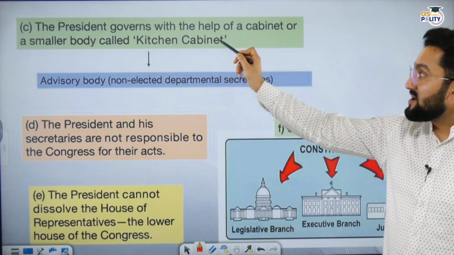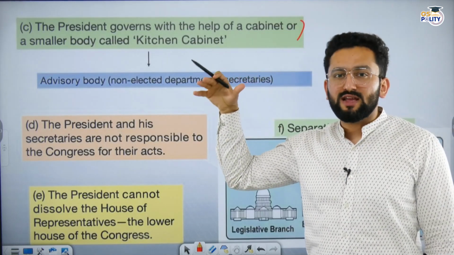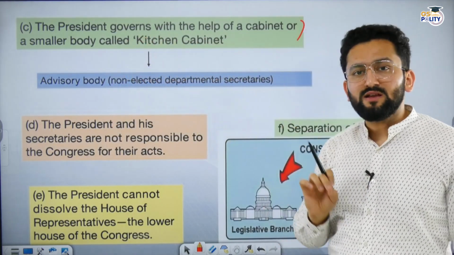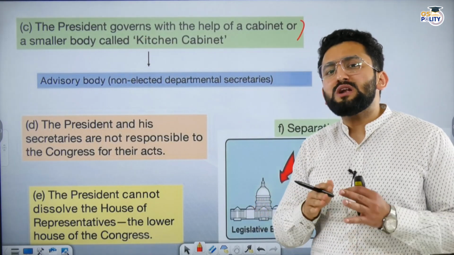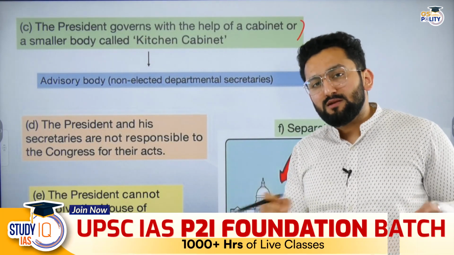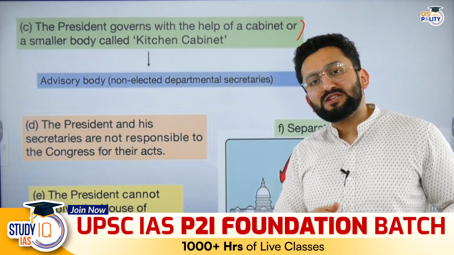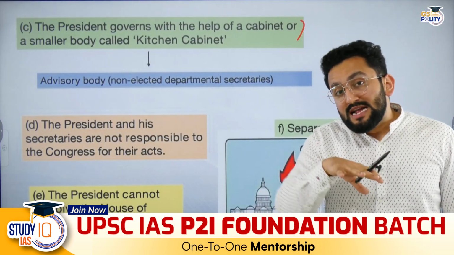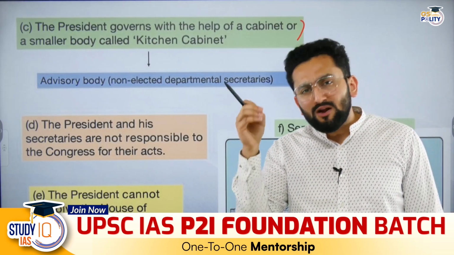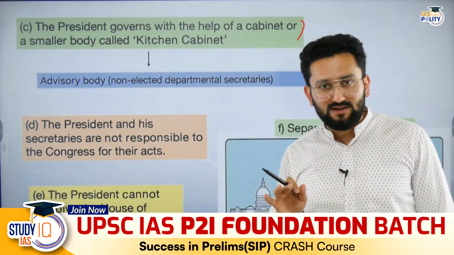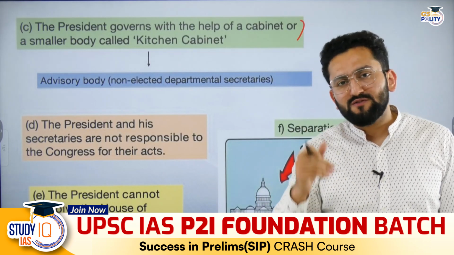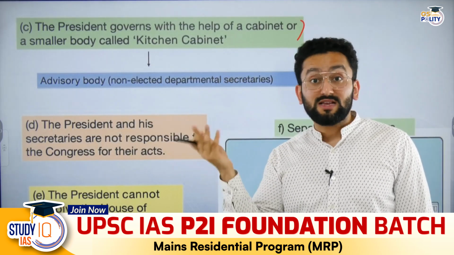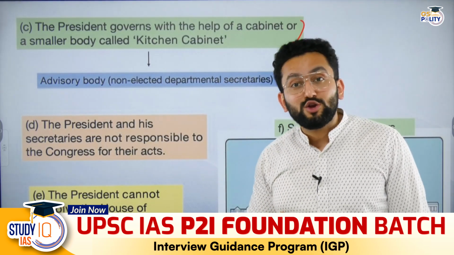The president governs with the help of a cabinet or a smaller body, the kitchen cabinet. We are talking about the presidential form of government. First of all, you should be clear that when it comes to the cabinet, there is no double membership there. The ministers there, for example, the Secretary of State for Defense, are not necessarily part of Congress or the Senate. Take the example of Trump. He picked some CEOs of top MNCs as part of his cabinet. This can be done. This liberty is with the US President.